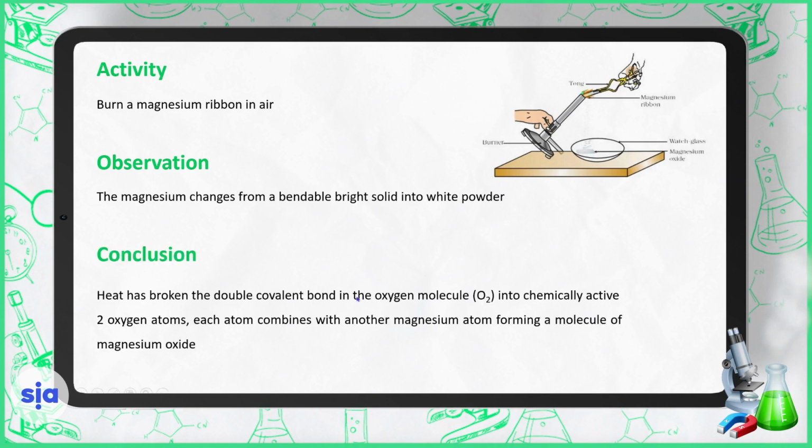And this is as a result of the heat that has broken the double covalent bond in the oxygen molecule and turned it into two chemically active oxygen atoms. These oxygen atoms will combine together with the magnesium atoms, forming a molecule of magnesium oxide.